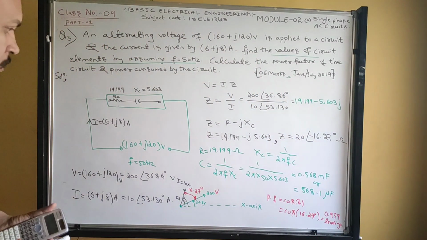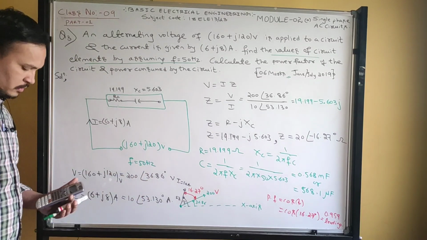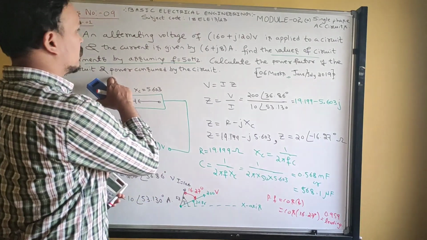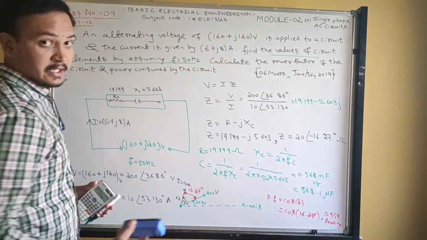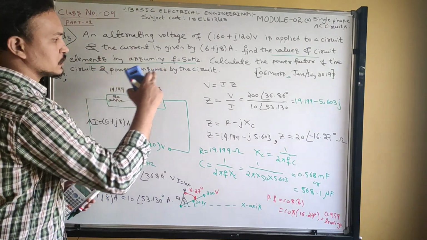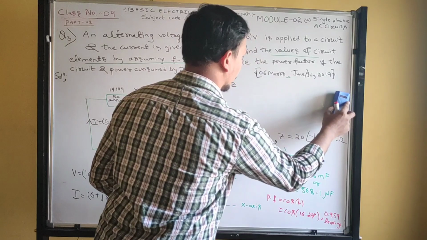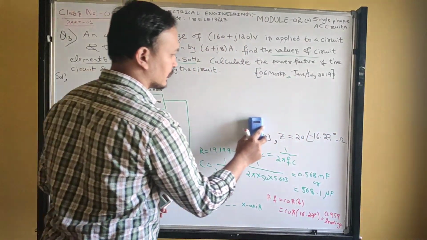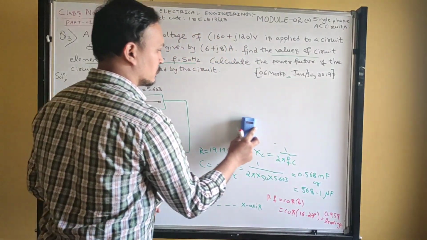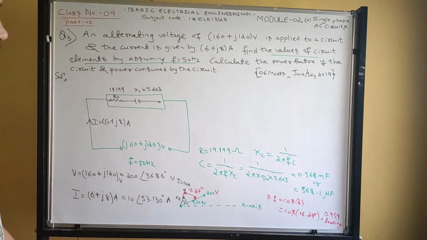So pause the video and then copy down. What is the next part? Okay, power factor is 0.959 leading. Power consumed by the circuit. So power consumed by the circuit, I will calculate it here. Please pause the video and then copy down.